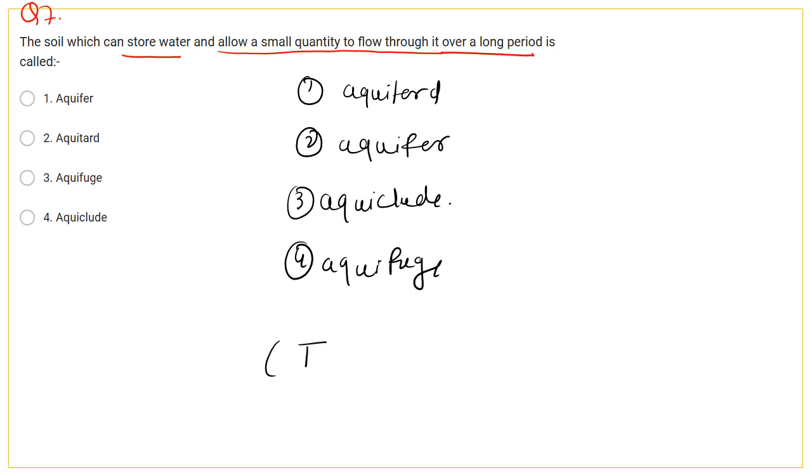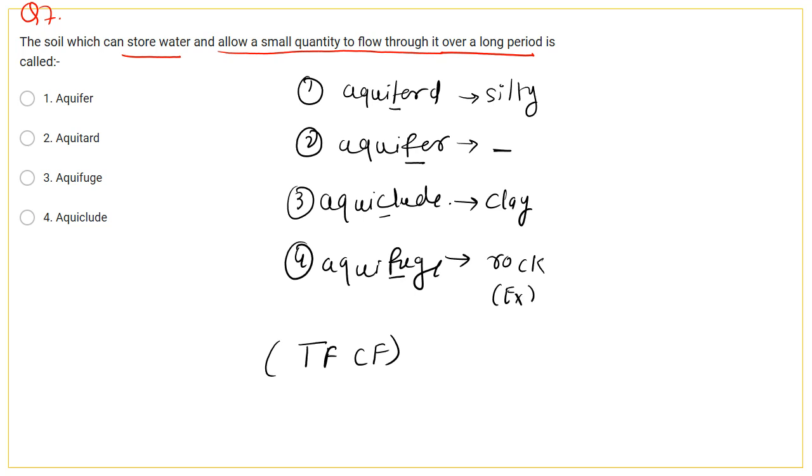Remember it as TFCF. Okay, last is fuse. Remember, last is fuse, TFCF. Here the examples for this are silty, second dash, third is clay, and fourth one is rock. Okay, these are the examples.